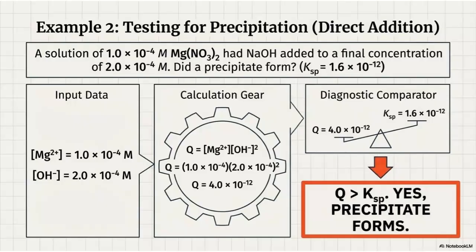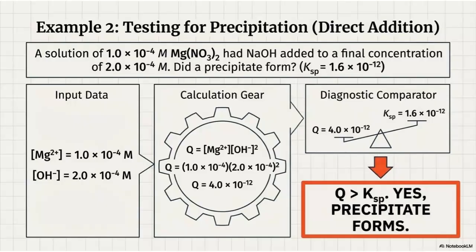Because I'm working on aqueous solutions of a salt, I don't have to create my ice table. I'm just going to take the concentrations as given. The concentration of magnesium is 1 times 10 to the minus 4. The concentration of the OH is 2 times 10 to the minus 4. That concentration of OH is squared because of the equilibrium expression, times the concentration of magnesium. The Q is going to end up being 4 times 10 to the minus 12.